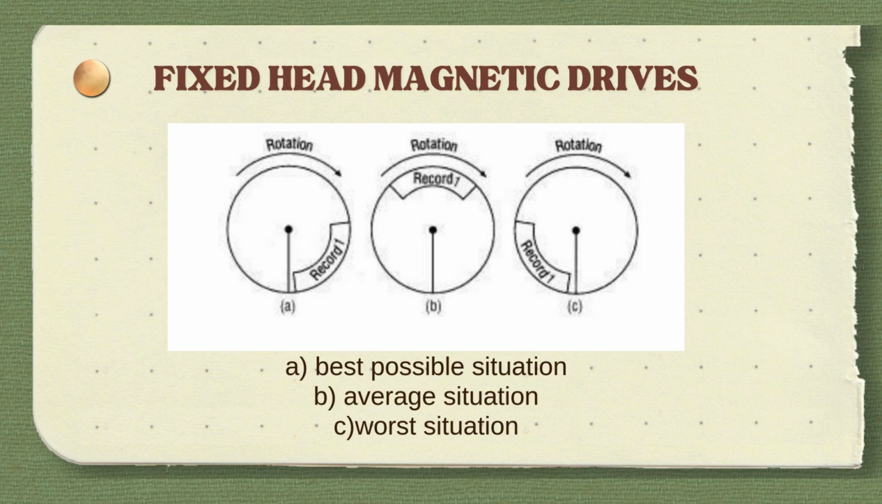For B, it shows the average situation because the record is directly opposite the read or write head when the input or output command is executed. And for figure C, it shows the worst situation because the record has just rotated past the read or write head when the input or output command is executed. It gives a rotational delay of t because it will take one full rotation for the record to reposition itself under the read or write head.